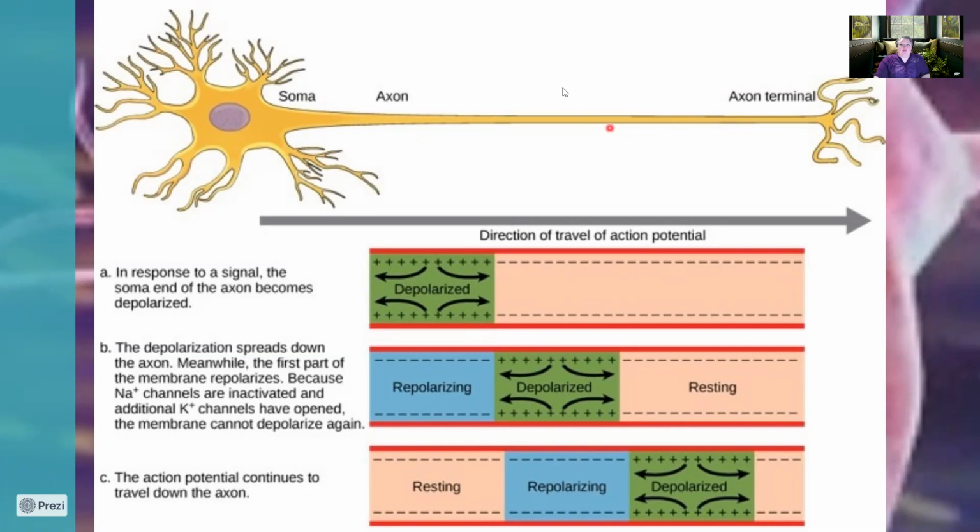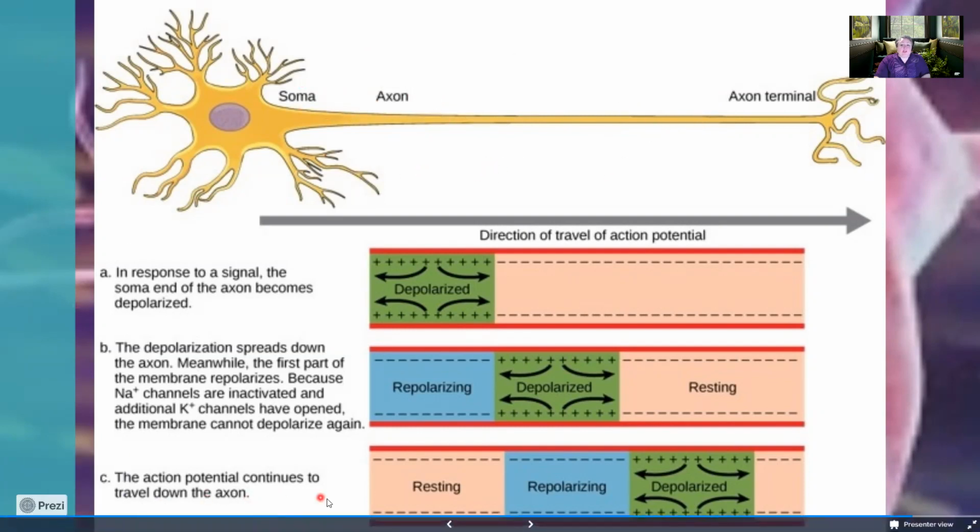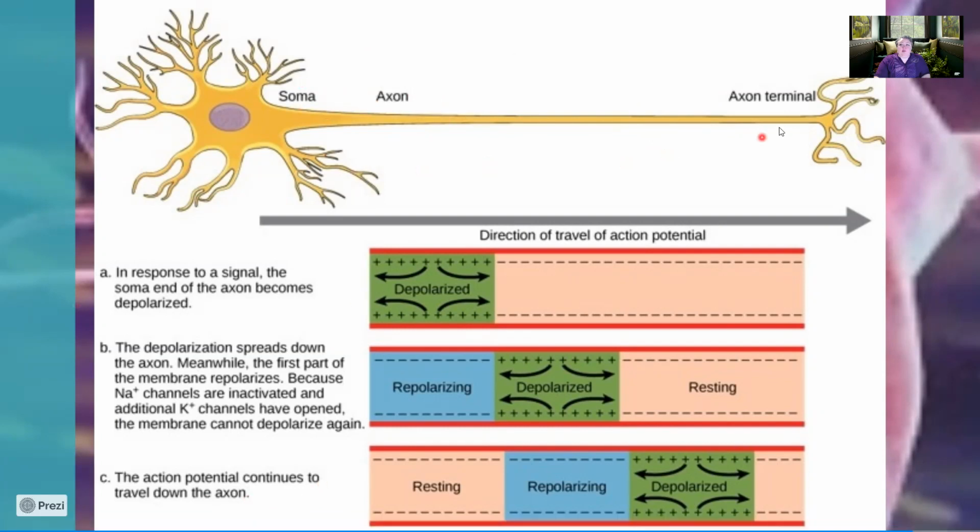So what that means is that it's moving this way, and as it's moving and the signal is going down, the sodium channels immediately are closing after that part of the axon has basically done its job to get it moving. The action potential continues to travel down to the axon terminal. And like I was saying earlier, there's most likely another neuron down here ready to receive that signal. And so it's basically going to be continuing to move that way.